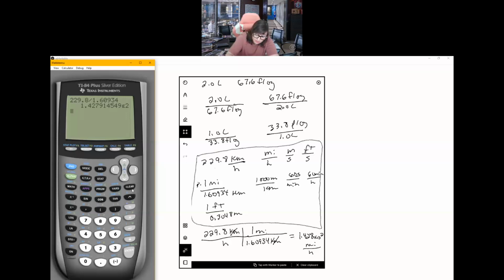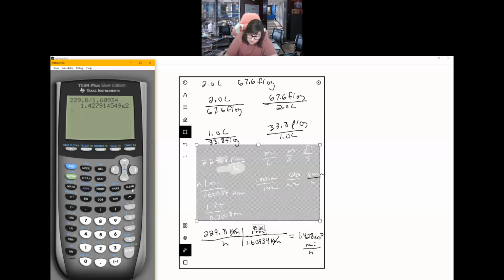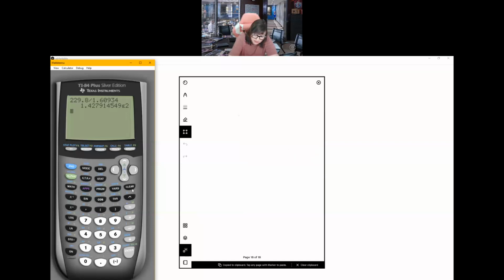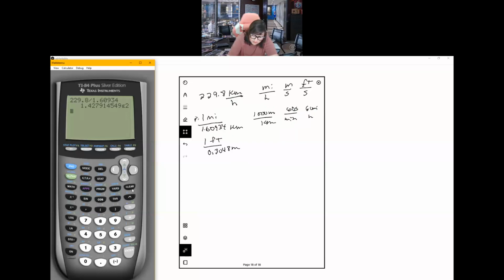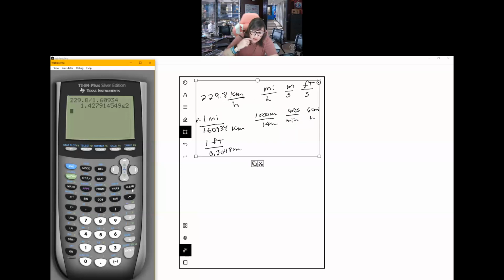I can copy this, paste it here. Make sure I put that back there. Okay, awesome. So now I've done this one. That answer I have. It's on that previous page, but I've got it.